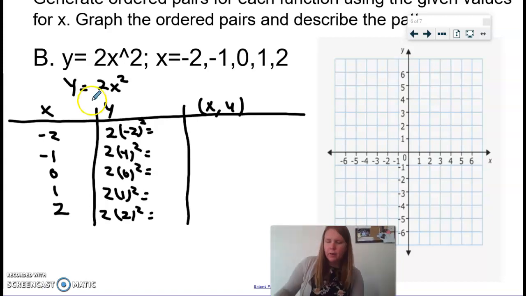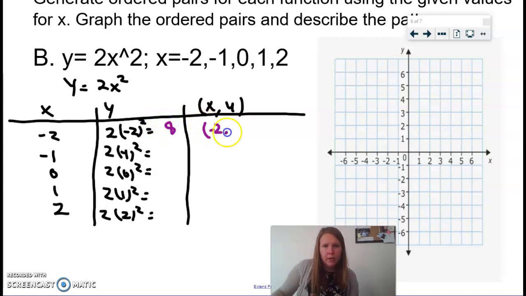And then we can go and find our ordered pairs. So I'm going to first start by thinking, okay, 2 times... But first, I've got negative 2 squared. Negative 2 squared, remember that ends up being positive, so it's a positive 4. So really you have 2 times 4, which is 8. So I'd have an ordered pair of negative 2, 8. So negative 2, 8. This could be a little bit off my grid, but that's okay for now.